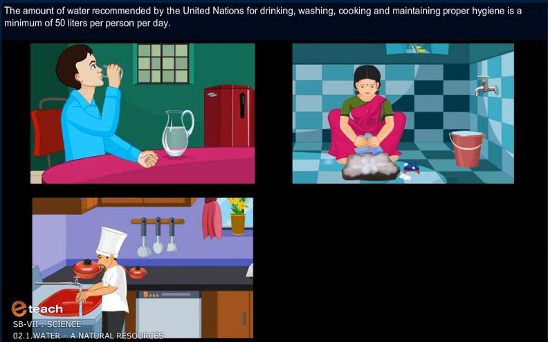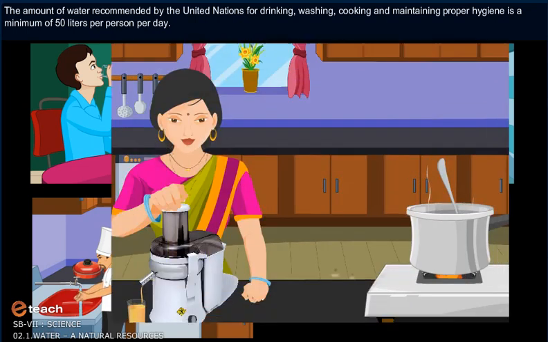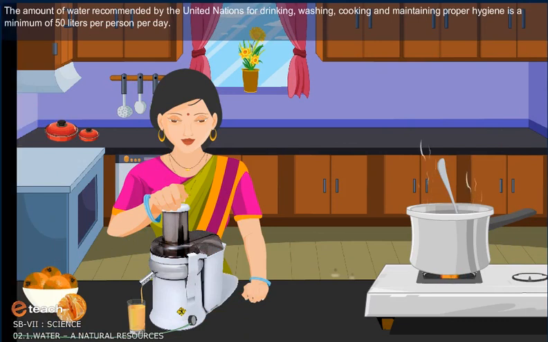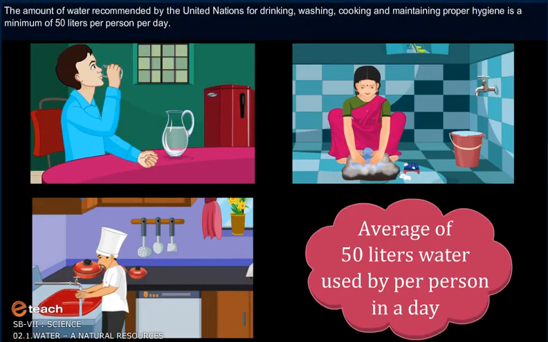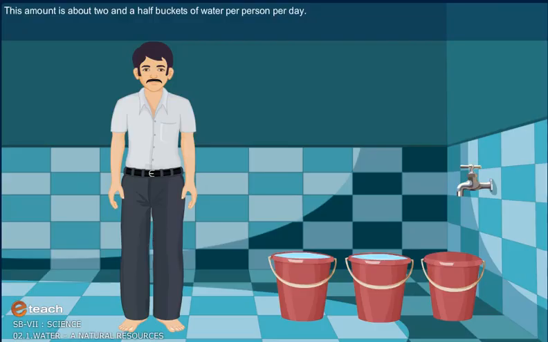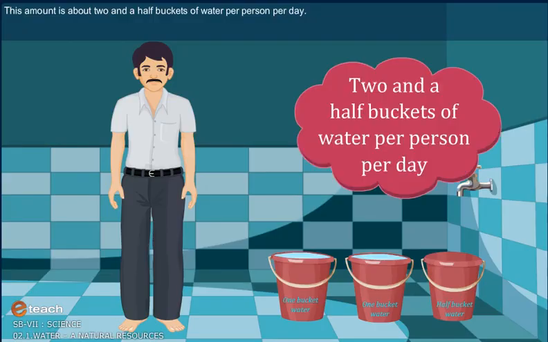The amount of water recommended by the United Nations for drinking, washing, cooking and maintaining proper hygiene is a minimum of 50 liters per person per day. This amount is about 2.5 buckets of water per person per day.